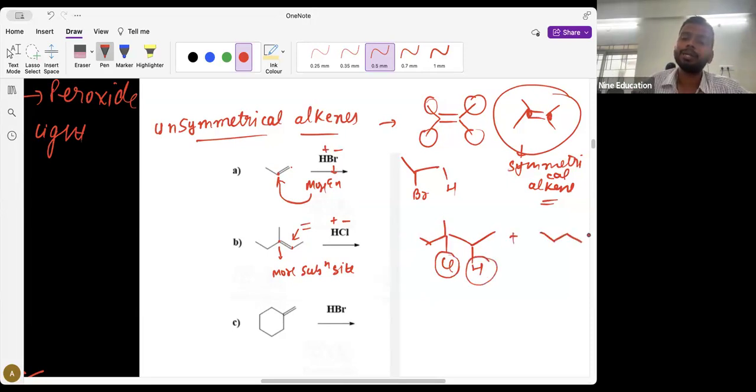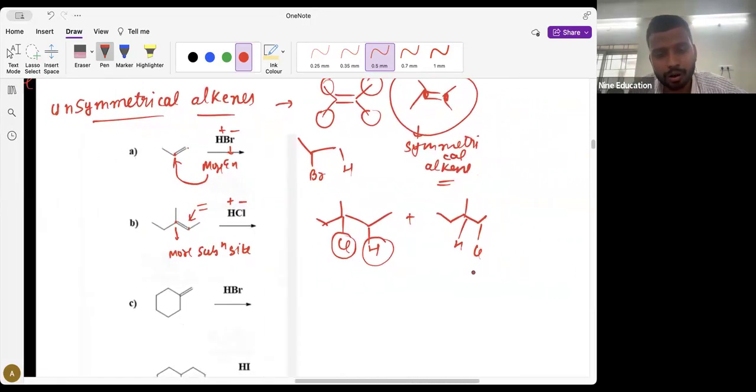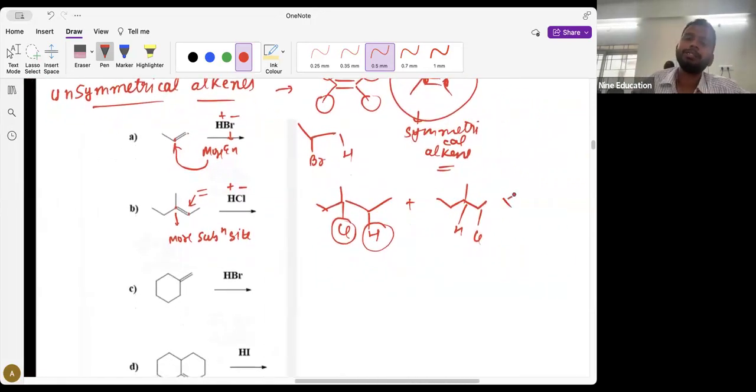अगर दूसरा वाला कब बनाते, if I make this H and Cl, this is wrong, beta. This is wrong. Why? Because it is breaking our Markonikov rule. This will be the minor product. This will be our major product.